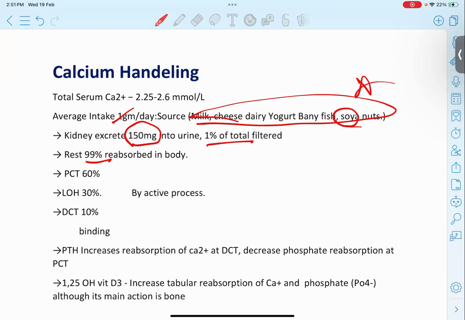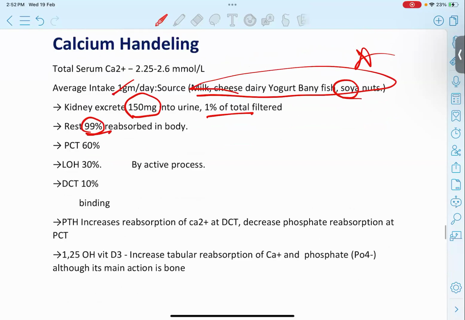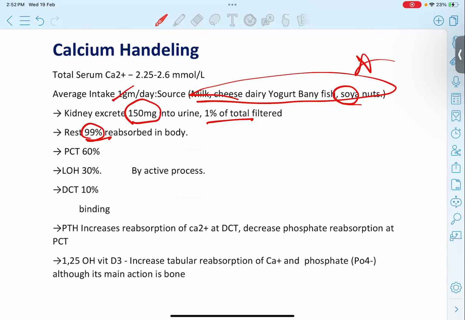The remaining 99% is reabsorbed into the body by an active process. Of this 99%, 60% is reabsorbed in the PCT, 30% in the loop of Henle, and 10% in the distal convoluted tubule. Calcium reabsorption is regulated by a hormone called parathyroid hormone. It increases calcium reabsorption at the DCT and decreases phosphate reabsorption at the PCT.